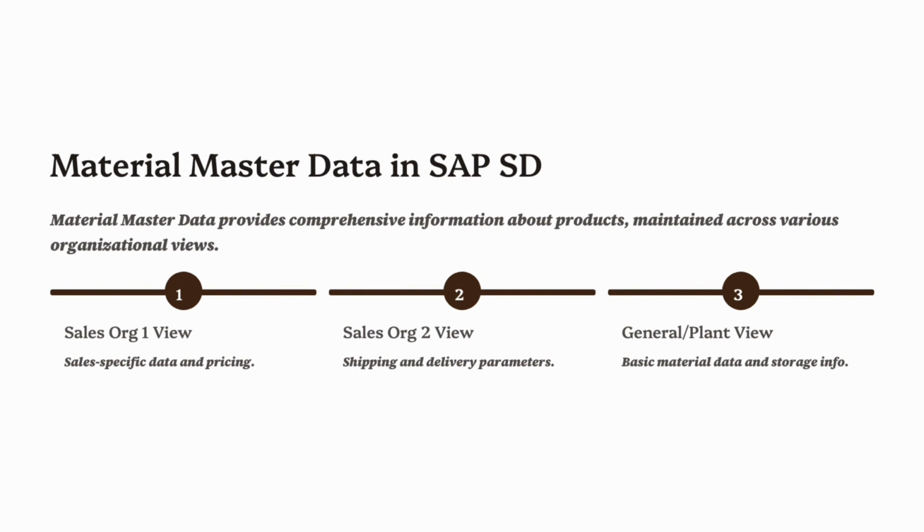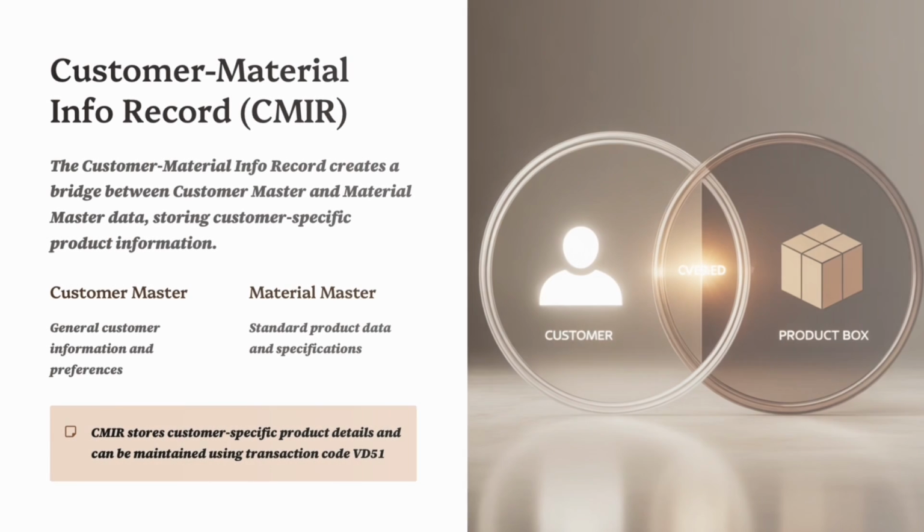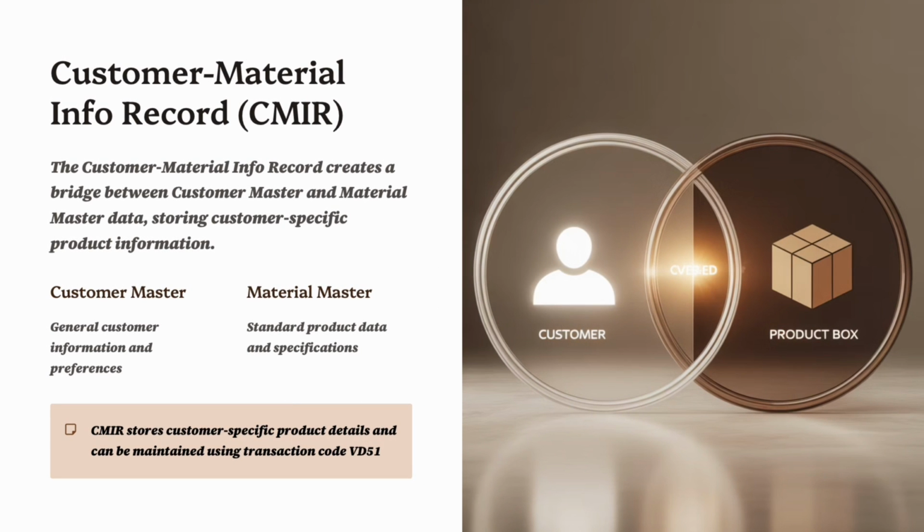For example, if you sell a product from plant 1000 and it requires special packaging, that info is stored under the Sales Org 1 and Plant Data views. This ensures correct delivery and billing during order processing. So, while the Material Master is shared system-wide, the SD views ensure each sale is processed accurately, from shipping to invoicing.